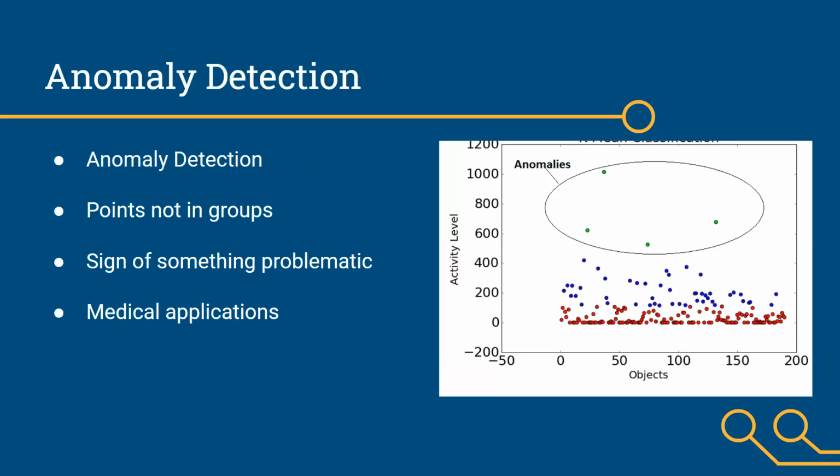Back to anomaly detection. It checks out the points not in the groups. So over here, it might find a group here, it might find a group here, and then these would be the anomalies. This is a sign of something possibly problematic going on. And as I said earlier, that is good for medical applications.